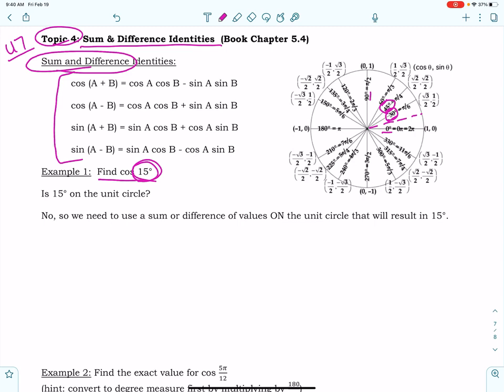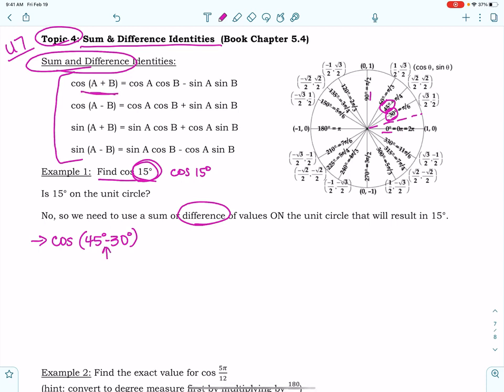So I'm going to use a difference of 45 degrees and 30 because those values do occur on the unit circle. So what I'm doing is I'm using cosine of 45 minus 30 degrees, because that's another way of writing cosine of 15 degrees. So basically I'm rewriting cosine of 15 degrees with values that occur on the unit circle. That's what I'm doing. So I want you to notice this is cosine and this is a difference.